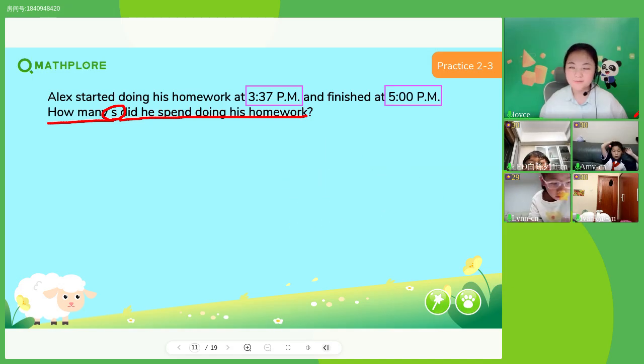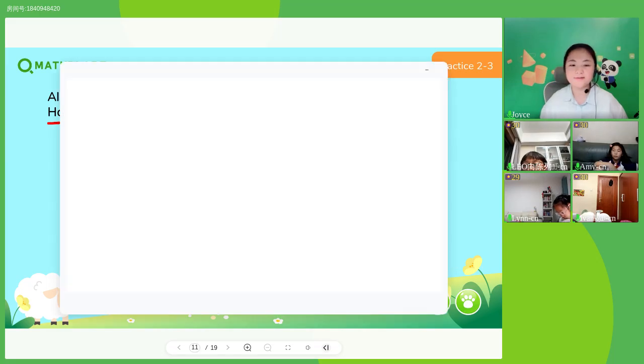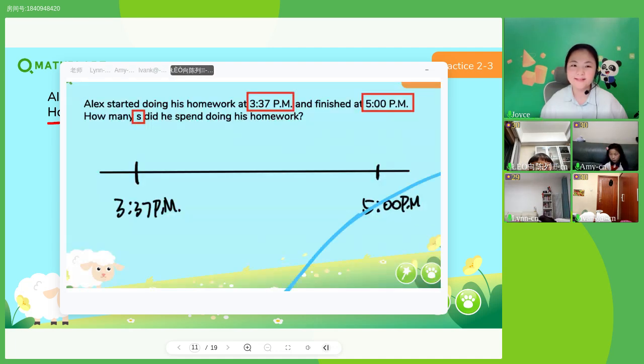How many seconds, everyone? So that means firstly we can use the timeline, right? We can draw a timeline to analyze from 3:37 to 5 o'clock how many minutes there are, and then you turn the minutes into seconds in the end, right? I'd like to give you the whiteboard with the timeline on it, okay? Come on guys, it's our turn to solve the problem.